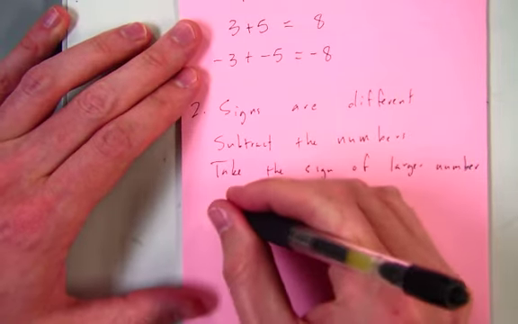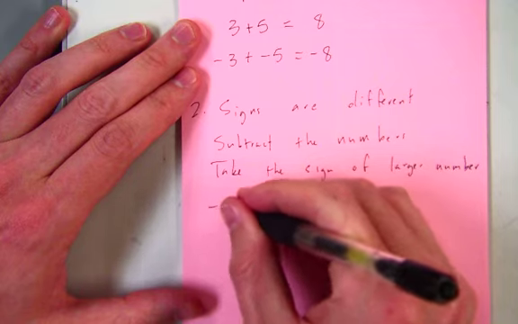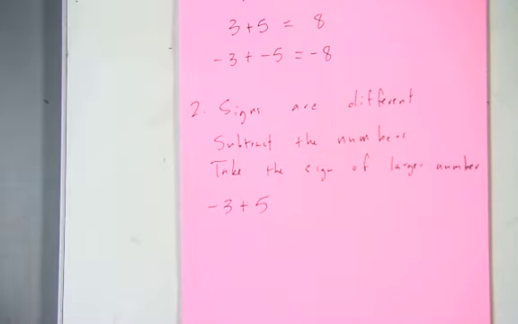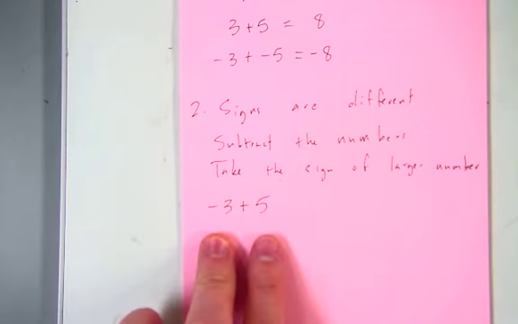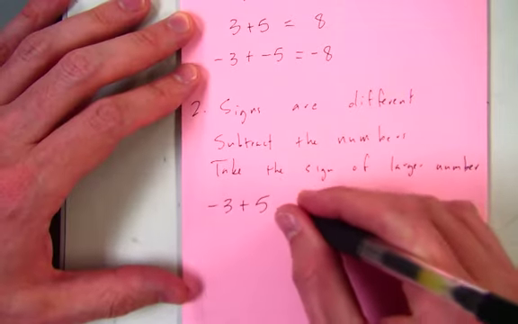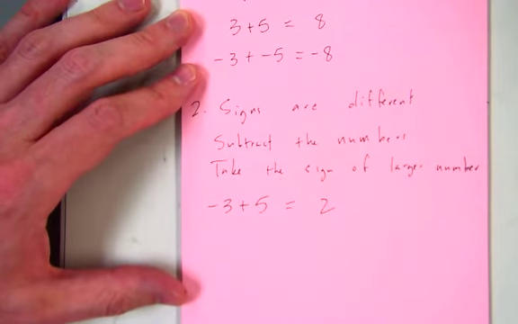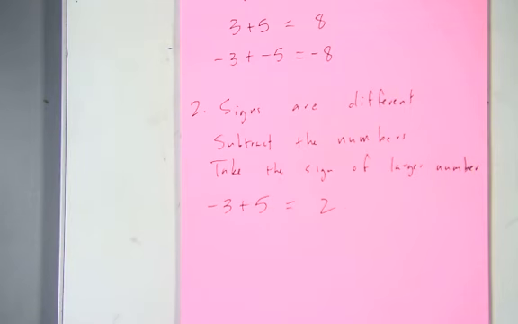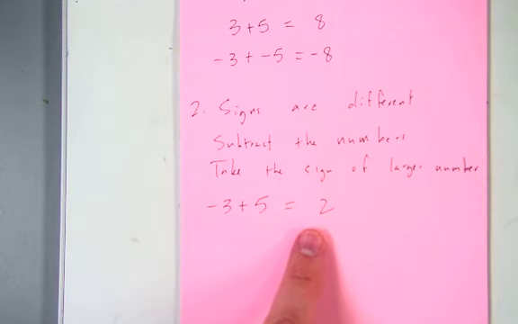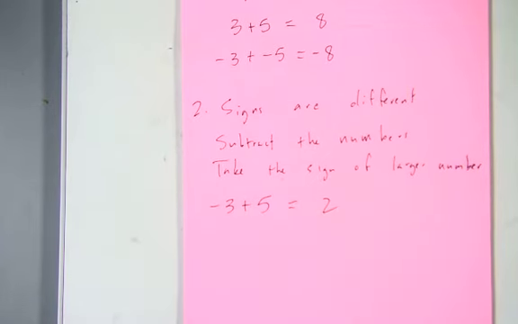If we have negative 3 plus 5, well, our signs are different, right? So we're just going to forget about the signs. Again, we're just going to think about 3 and 5. We're just going to subtract them, just big minus small. So 5 minus 3 is going to give me 2. Okay, and then I'm going to take the sign of the larger number. So since 5 was larger originally, my answer is going to be positive, since that was the sign of my larger number there.